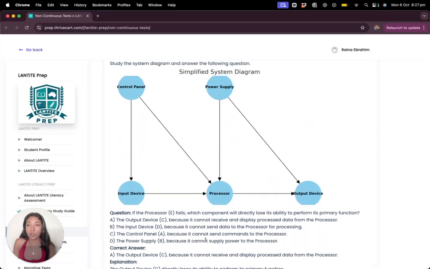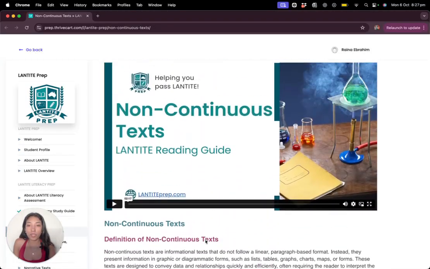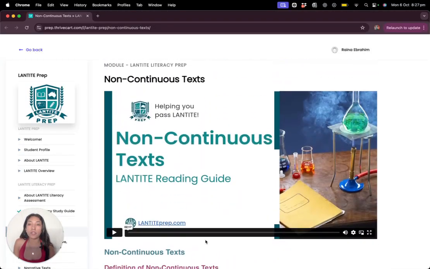So that's it for non-continuous text. I hope that you guys really enjoyed that, and of course there is so much more prep found at LANTITEprep.com, so many more questions and explanations to the answers that you can go through and have a look at.